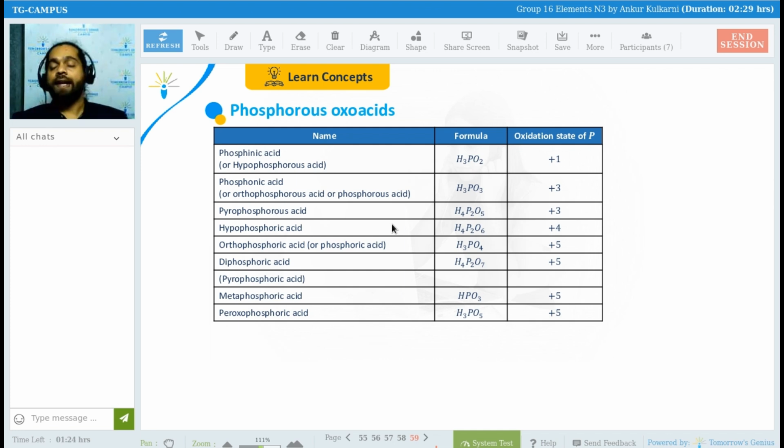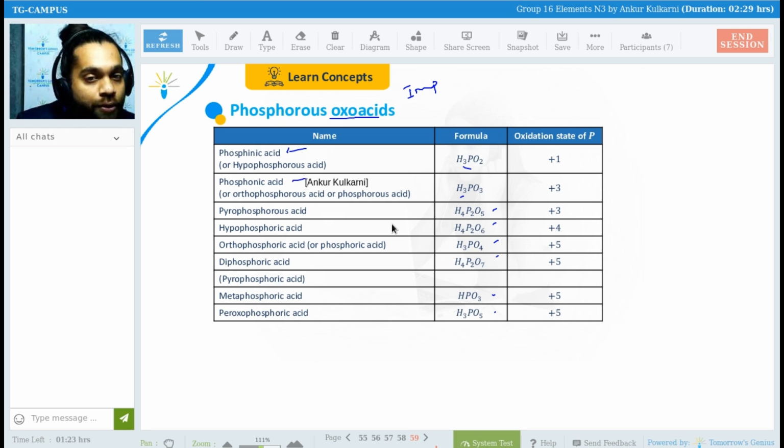Let us continue. Next we have in the phosphorus group, group 16. What we have? All these oxoacids. Important. Now in this, what question comes? First thing, you should know the structure. I'll help you to write down the structure. What kind of bonds you have, what structure you have, that structure comes in the exam, and they will not give you the formula. With the formula, it is easy to draw the structure.